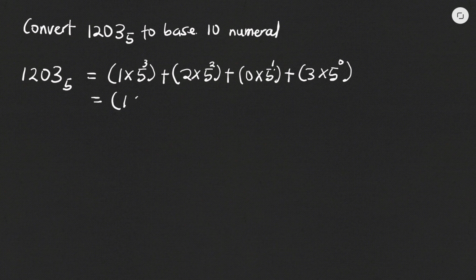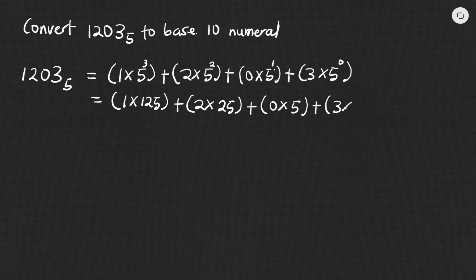So we have 1 multiplied by 5 raised to the power 3 will give me 125, plus 2 multiplied by 5 raised to the power 2 will give me 25. So plus 0 multiplied by 5 raised to the power 1 is 5, plus 3 multiplied by 5 raised to the power 0 is 1.